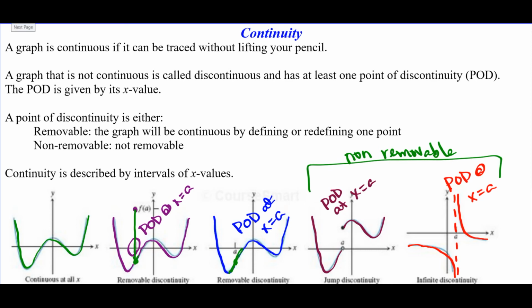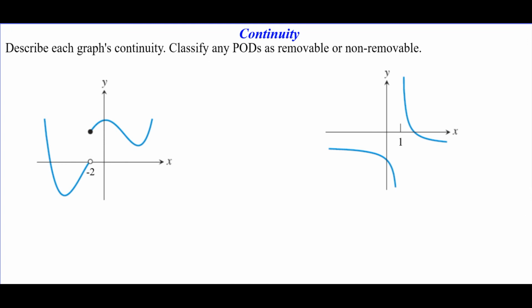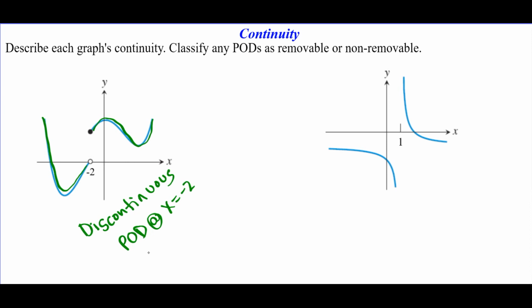So looking at a couple of examples here, this first example, if we start to trace this graph, we can see that at this point we have to pick up our pencil and move. So this would be a discontinuous graph. It has a point of discontinuity at x equal -2, and that is a jump discontinuity, so this would be non-removable.